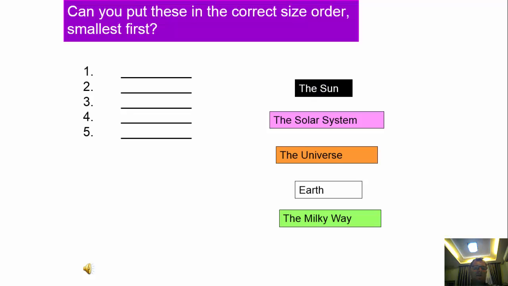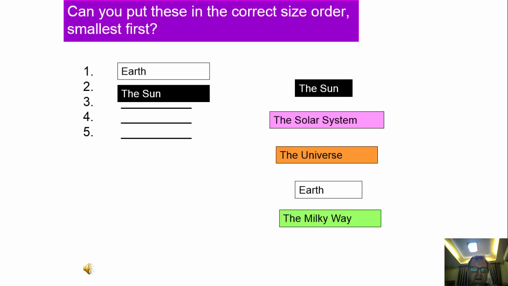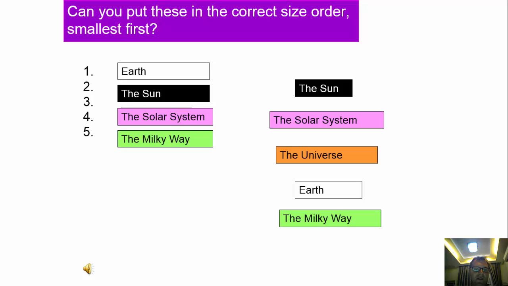So, final recap. Can we put these objects in the correct size order, smallest first? Take a moment there. The Earth is the smallest. The Earth orbits the Sun. The Sun is the center of our solar system. The solar system is just one system within the galaxy which makes up the Milky Way, and this is one of many galaxies within our universe.